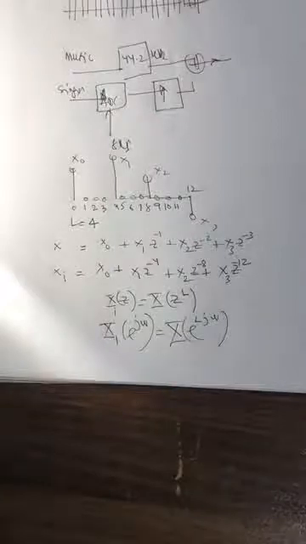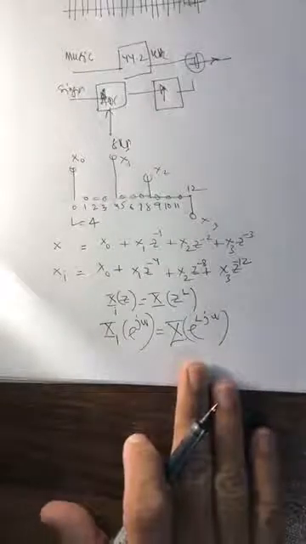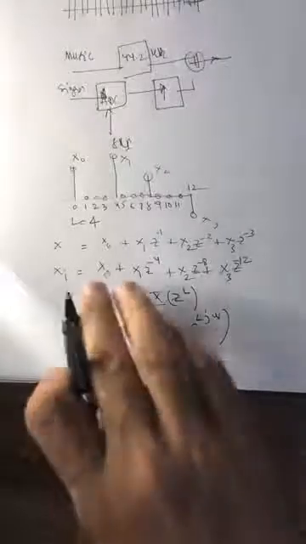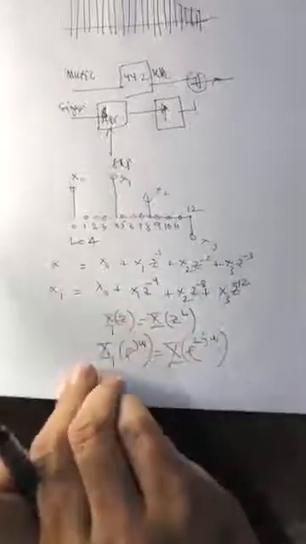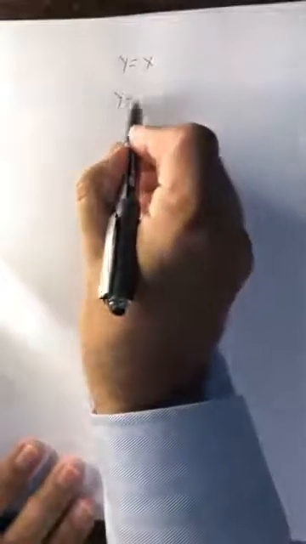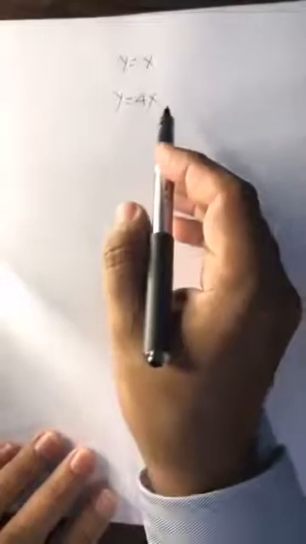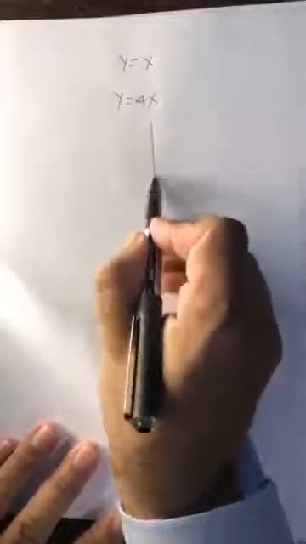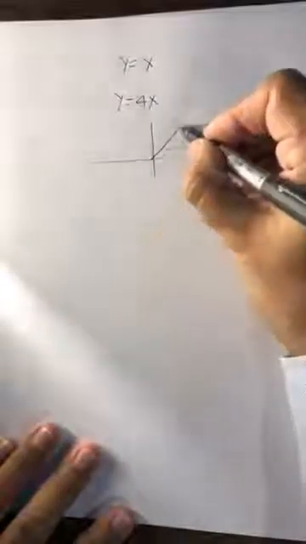Okay, so this relationship, if I try to plot it, let's say you have a function which says y is equal to x, then you have a function which says y is equal to 4x. So what will happen? Let's see, y is equal to x. If you try plotting y is equal to x, it will be this.